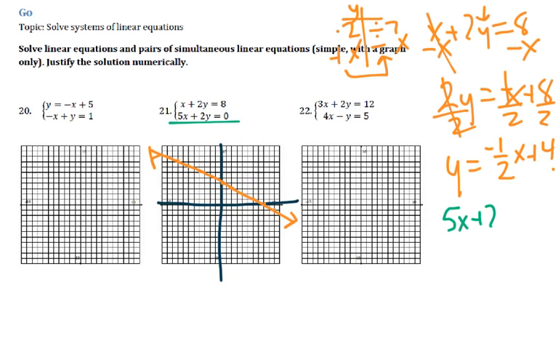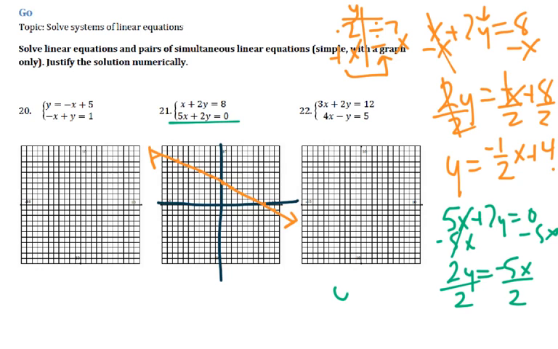So this time I'm going to have to subtract by 5x first, so minus 5x. That gives us 2y equals negative 5x plus 0, which is just 0, divide by 2. We get y equals negative 5/2 x. So we don't have a y-intercept, so we start at the origin, 0, 0. Y-intercept is 0. We're going to go down 5 and over 2. Down 5 and over 2.